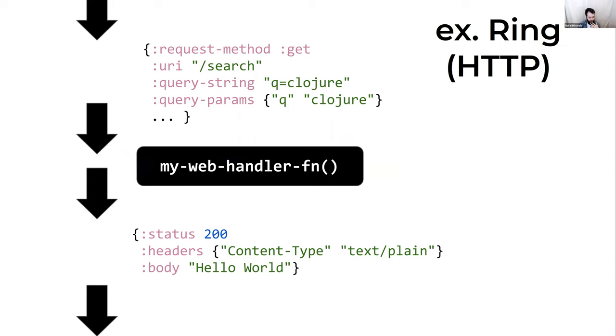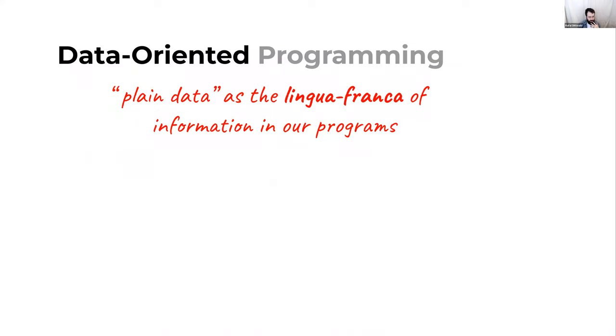And I kind of think of another way of thinking of data-oriented programming is we choose this kind of plain data to be the lingua franca of information in our programs, and we're willing to sacrifice some of the benefits of perhaps doing things with string objects or typed structs and things like that, because this is a lowest common denominator, and then we might get some benefits by trying to lean into it this way.